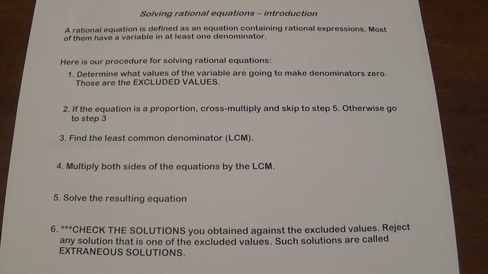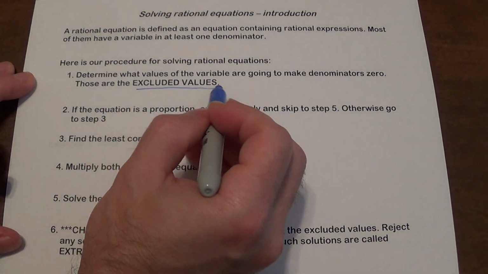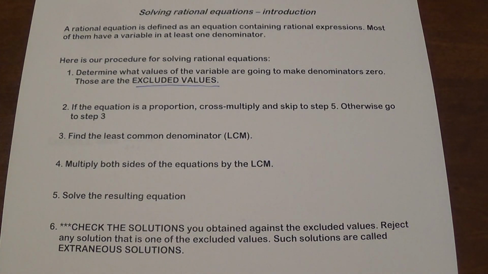So our procedure is usually as follows. We're going to determine the values that make the denominator 0. Those are going to be our excluded values. Very important: if the equation has a proportion, which they sometimes are, you simply cross multiply and skip directly to step 5. Otherwise, we go to step 3.